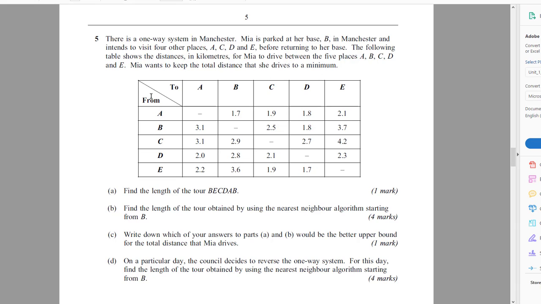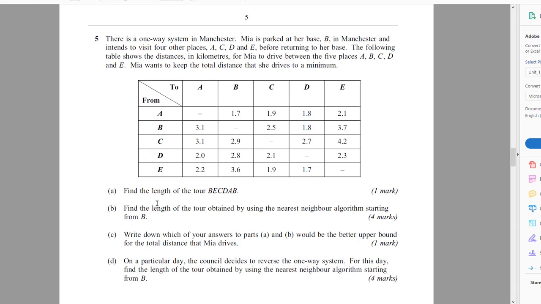Notice in the table that there's a from and a to. So if you want to go from A, for example, to D, you would have to find A in here and go across until you get to D at 1.8 here, which is different to if you went down the table here, which gives you 2, look.